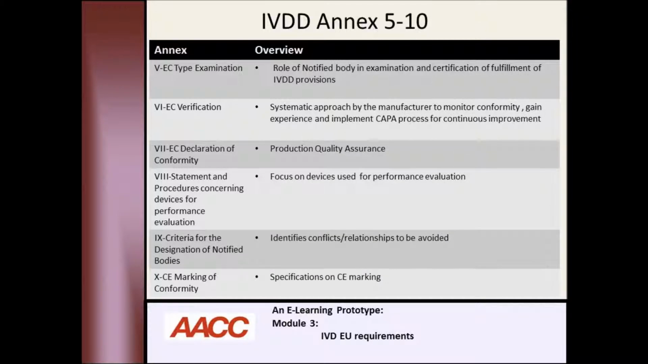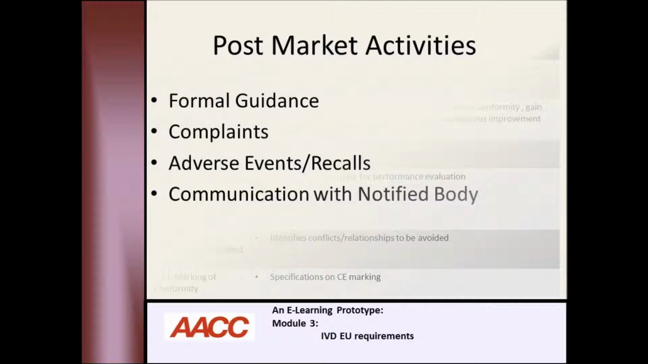Annex 5 through 10 are shown here. While the first four annexes are more focused on what's needed to get to market, the remaining annexes focus on what is needed not only to get to market, but to stay in the market. As with the US, marketing an IVD in the European Union comes with post-market responsibilities. There's a formal guidance available that explains the management of complaints, the reporting of adverse events, the monitoring of recalls, and the appropriate time when communication with the notified body would be deemed appropriate.